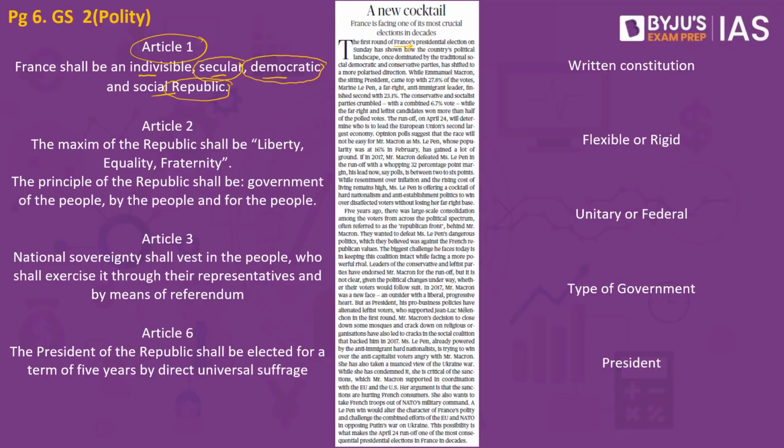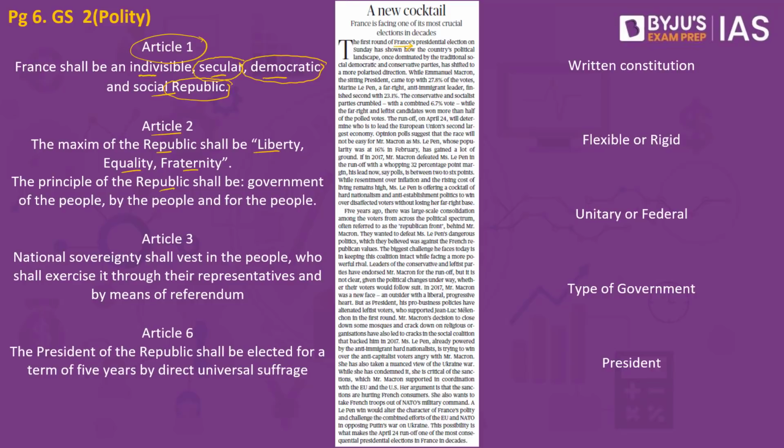So Article 1 says France shall be an indivisible, secular, democratic and social republic, and it will also ensure equality to all its citizens without any distinction of race or religion, and it shall respect every other belief of the individual. That is Article 1 of the French Constitution. Then we have Article 2. What does it speak about? The maxim of the republic shall be liberty, equality, and fraternity.